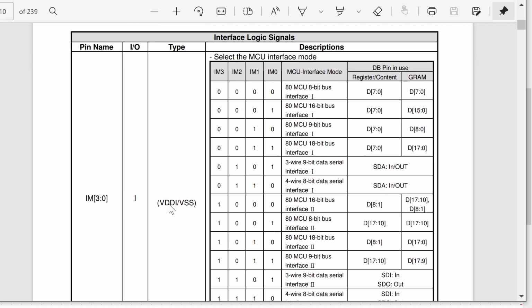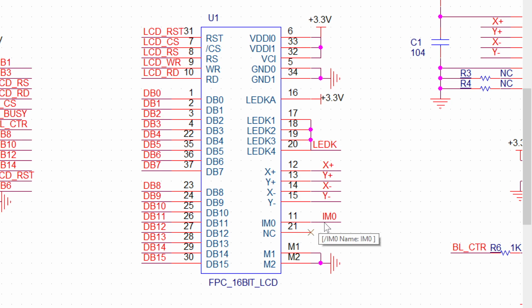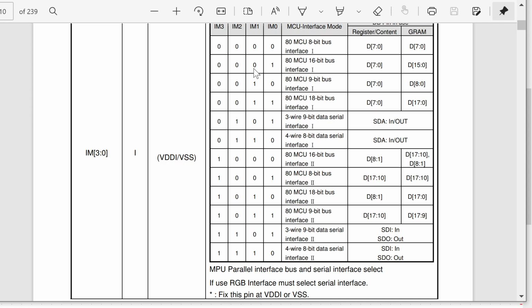So you can connect, for example, this pin to the power, then connect all other pins to the ground, and it will select the communication MCU interface as the 16-bit bus interface, okay? So this is for the communication interface mode. Choose which mode, okay? For our module, we just use one pin to connect the voltage, and all other pins to connect to the ground. Which is this one? Okay.